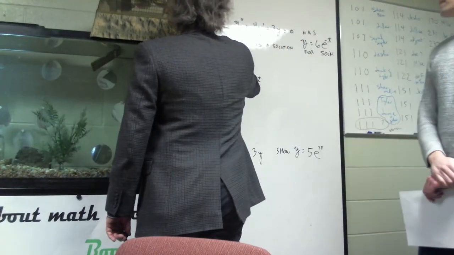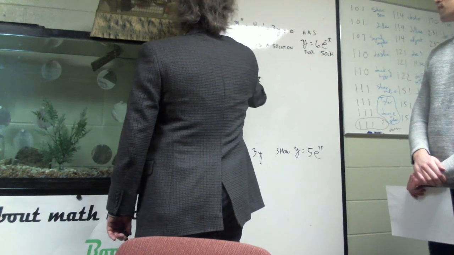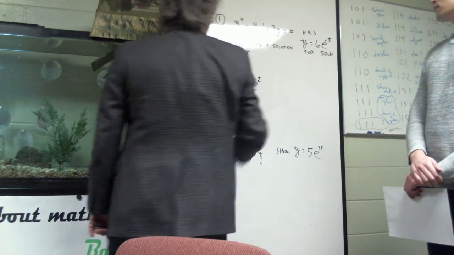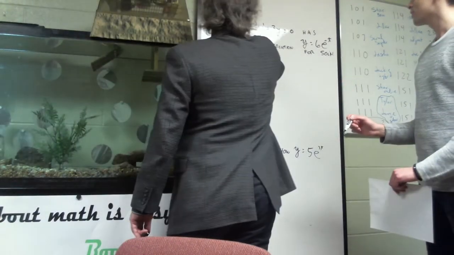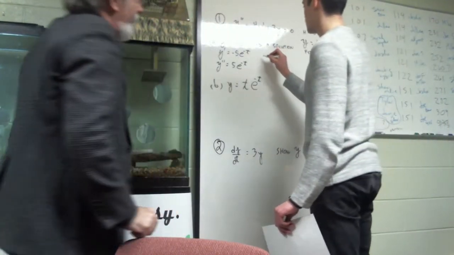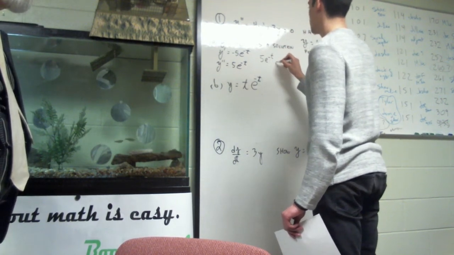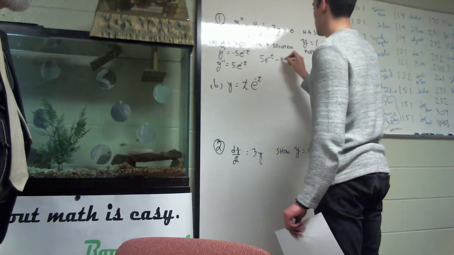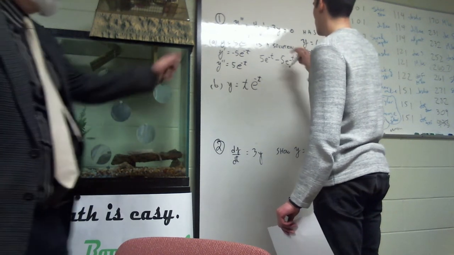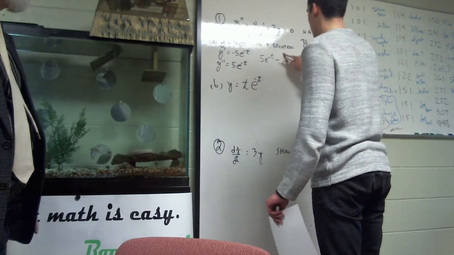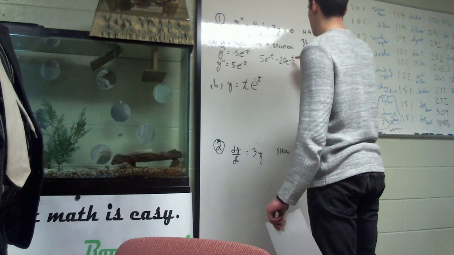So y prime is negative 5e to the negative t, and y double prime is 5e to the negative t. Can you take it from there and show how those things satisfy the equation? Can you pop those into those places? Of course. So we have 5e to the negative t, minus, because this is a minus, 5e times 4, because there's a 4y prime. So it's minus 20e to the negative t.